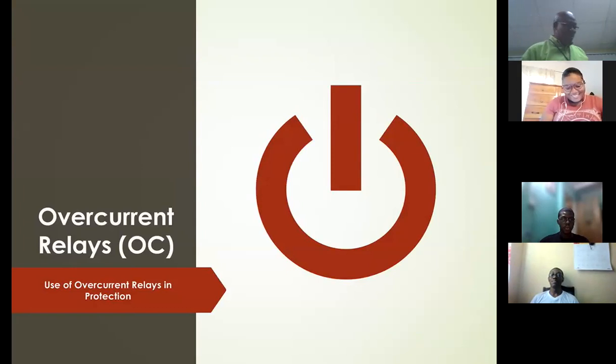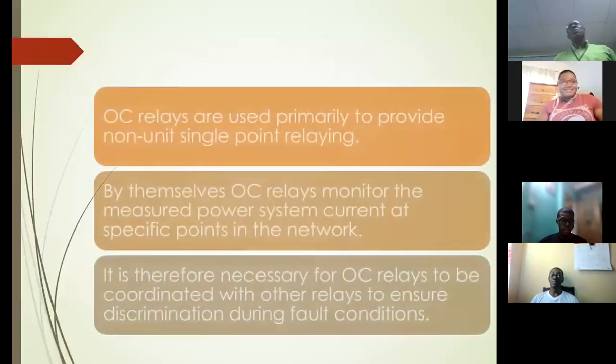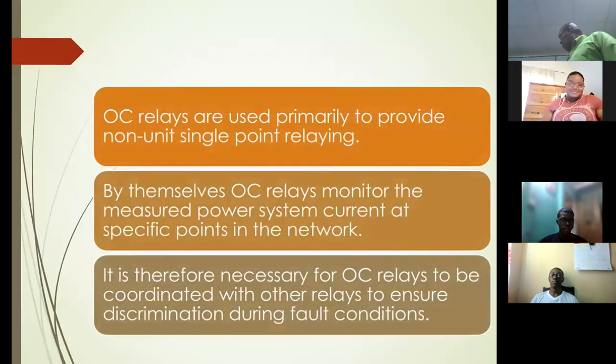All right. So, overcurrent relays. We may have mentioned the whole business of unit protection. You're looking at a specific point or a specific component within your protection system. The overcurrent relay, we use that primarily for non-unit, single point relay. So it gives coverage in many instances, not just to a single device, but it may give coverage to a section of your power network.